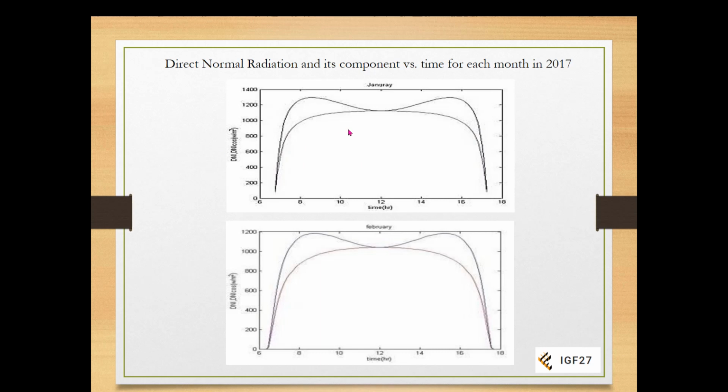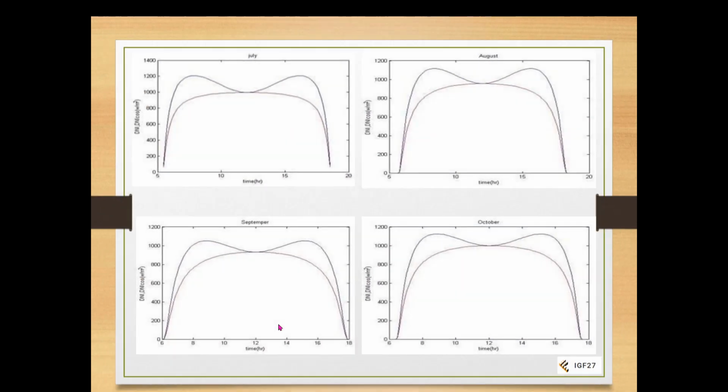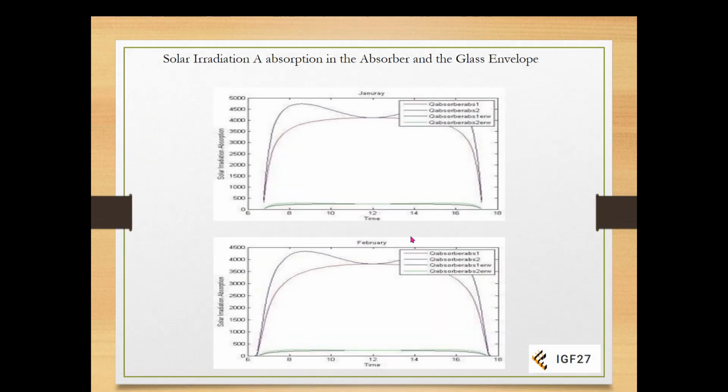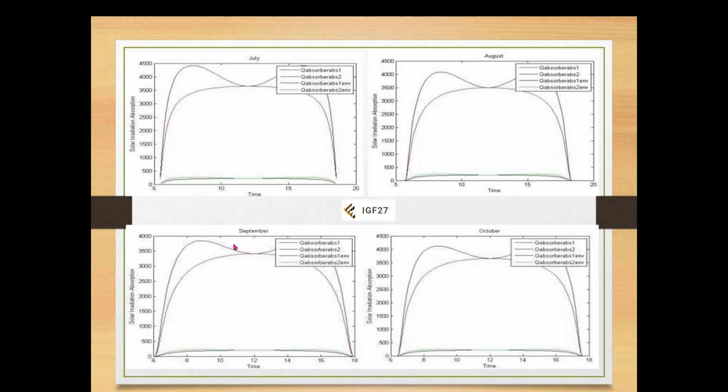We can see here the whole year, January through December. We also have the amount of heat absorbed by the absorber and by the glass envelope. For the whole year, the upper part represents the absorber, and the lower part represents the amount of heat in the glass envelope. Also here we can see all the months for 2017.